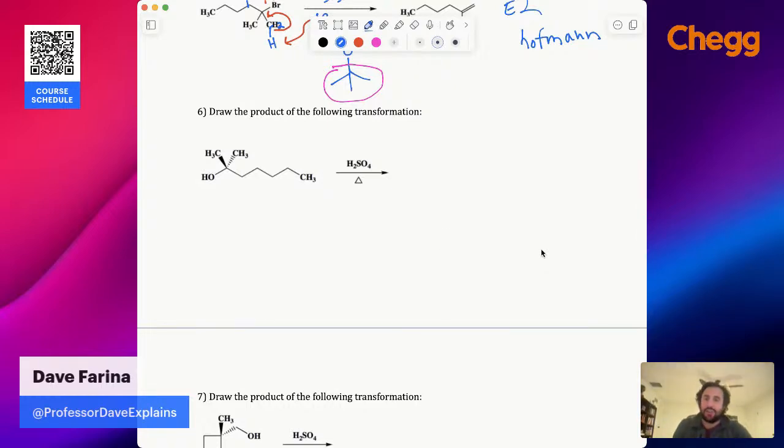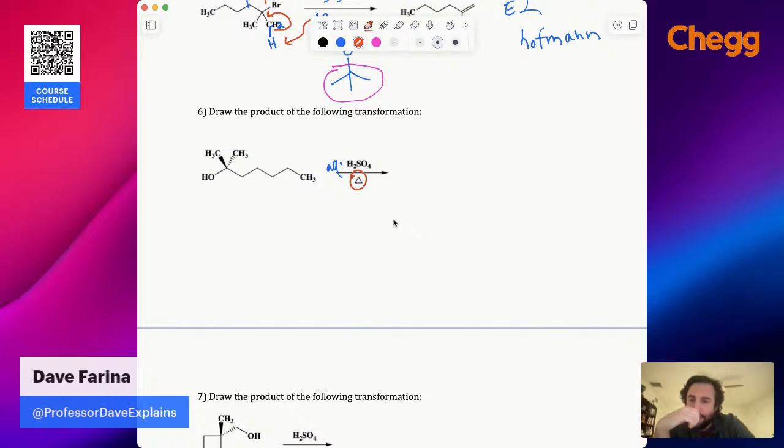All right, let's check out this one. Draw the product of the following transformation. So we have this tertiary alcohol. We have sulfuric acid, and to be clear, it is aqueous. We don't dump pure sulfuric acid in there. It's typically aqueous. And this little triangle means heat. If you haven't seen that symbol before, that's what it is.